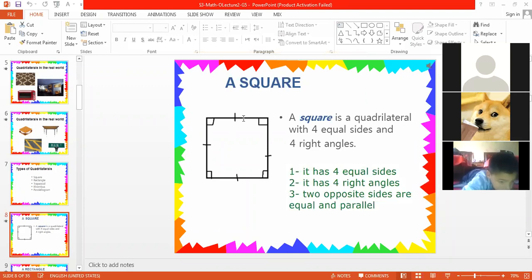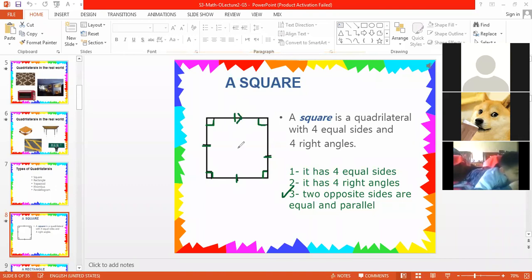Let us put them on the figure. As you can see, I put a dash. What does this dash represent? That all the sides are equal. Very good. And those boxes indicate that the angles are right. We still have one property, which is two opposite sides are equal and parallel.